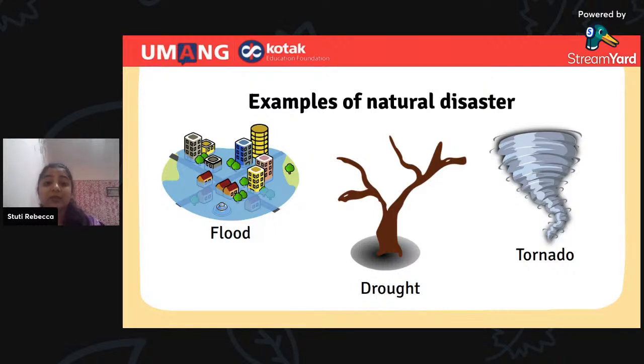Okay, the next one is tornado. All right, you know tornado? Of course, we know tornado. Quickly write these words in the chat box right away.